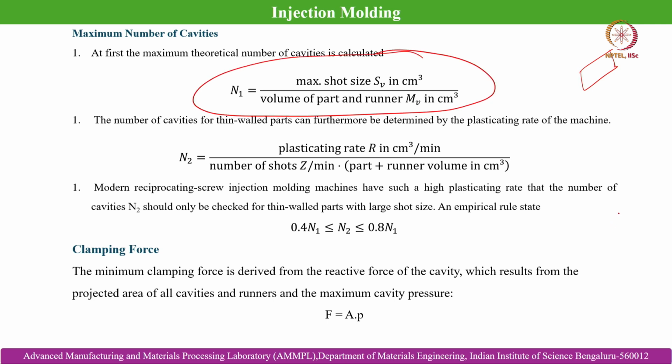So, for example, if I draw a multi cavity mold, you can see this is a typical example of a multi cavity mold with a balanced runner design, where you can keep one part here, we can keep another part here, and likewise. So, this is a typical example.